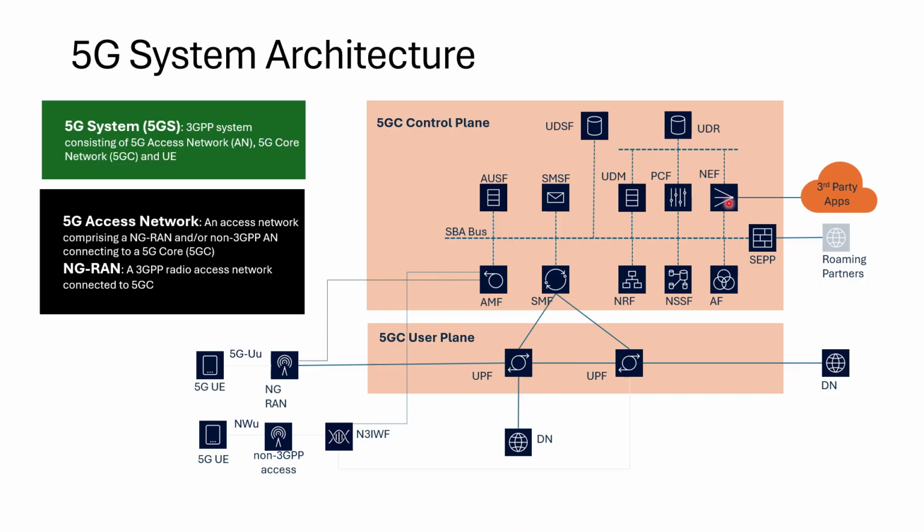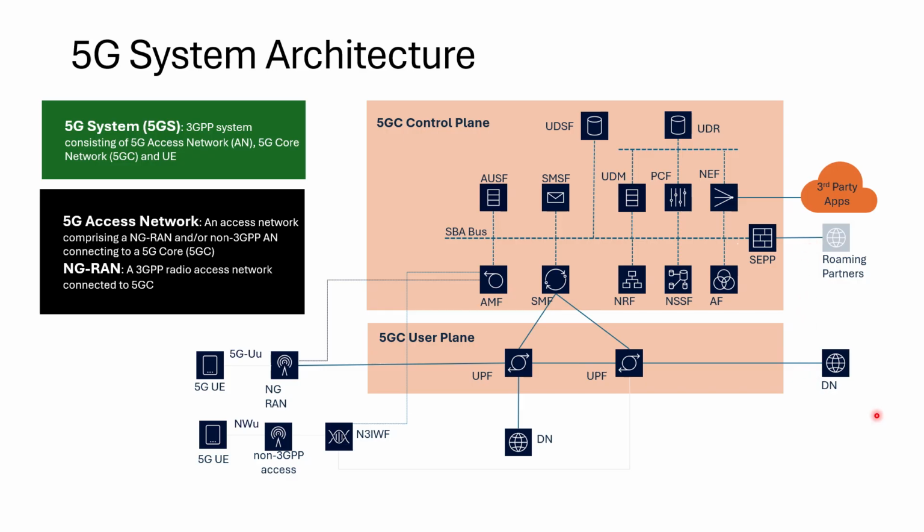Then we have the NEF as well and the SEPP. Here the NEF acts as a secure API gateway, exposing 5G capabilities to third-party apps. The SEPP acts as a security edge protection proxy for interconnecting with roaming partners.